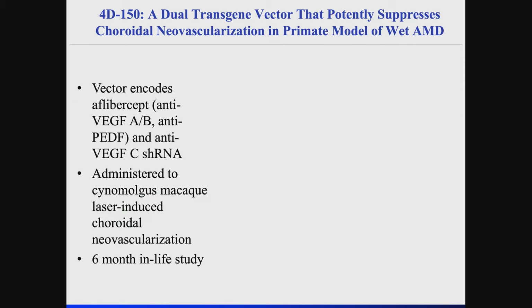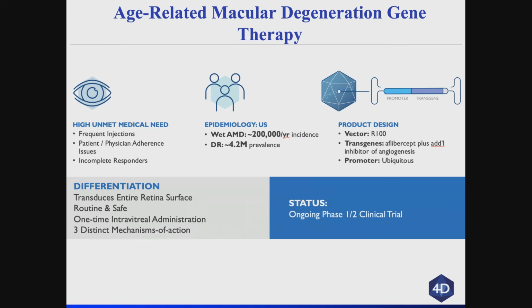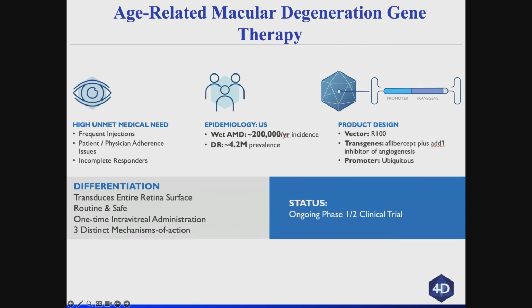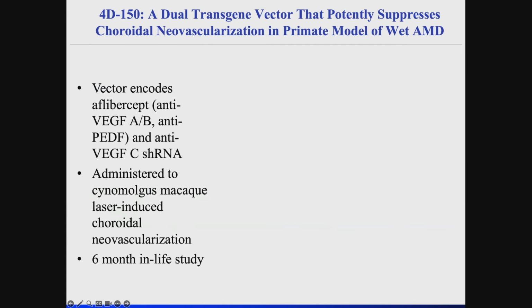So we ended up generating a version of this AAV vector that was optimized for the retina, which we call R100, and loaded it with cargo to be able to combat wet AMD. So the active ingredient is the DNA that encodes this protein that neutralizes VEGF. We quite simply took this product and vectorized it, encoded it as DNA inside of this vector.